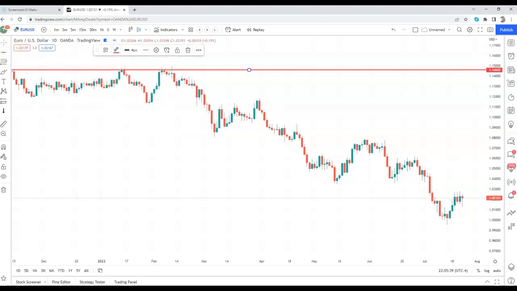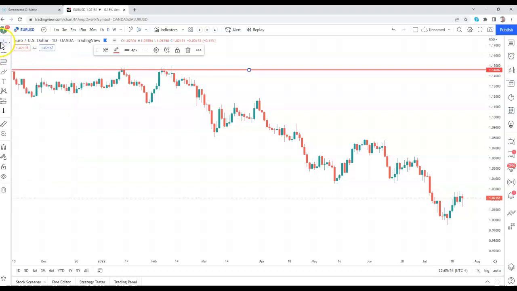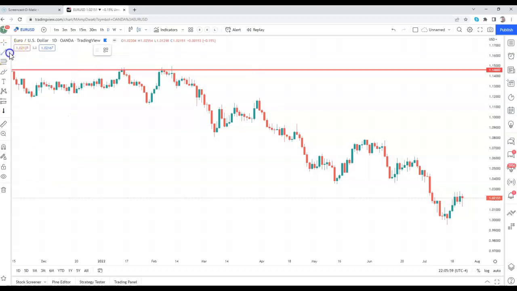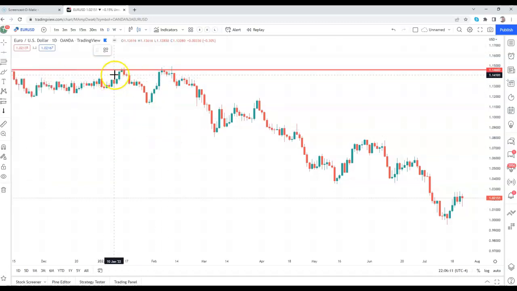If you want to use the horizontal line or horizontal ray, all you do is come over here on the left hand side, where you'll see your toolbar. Now when you have your toolbar, the trend lines and arrows are right here, under the first one, right underneath the cross. You'll see a trend line arrow like this. Click on that little arrow to the side and this will populate, and you can choose whatever you want to use to mark up your charts. For our example here, I'm using the horizontal line to mark my support and resistance areas.